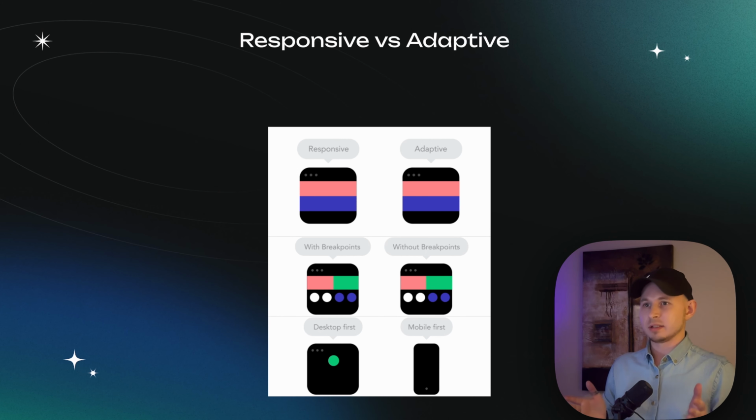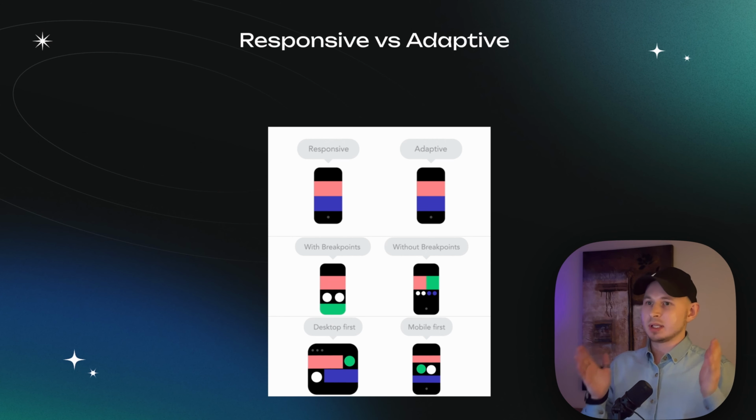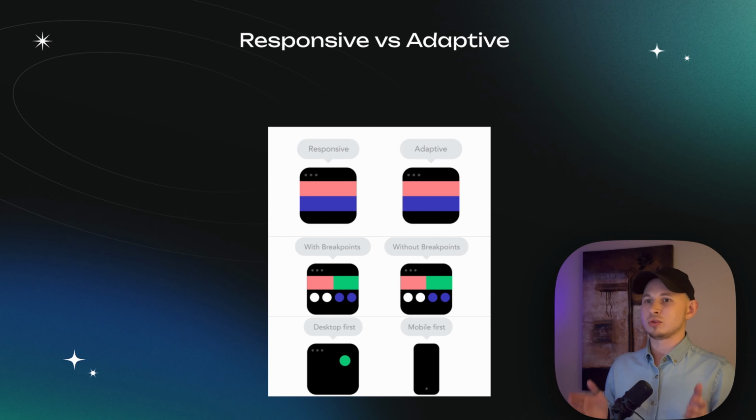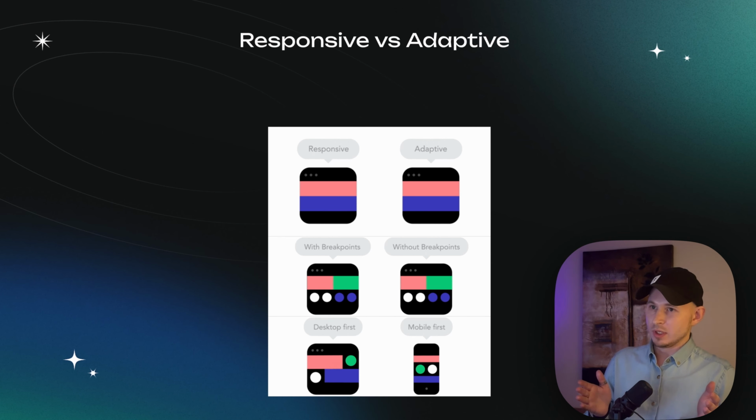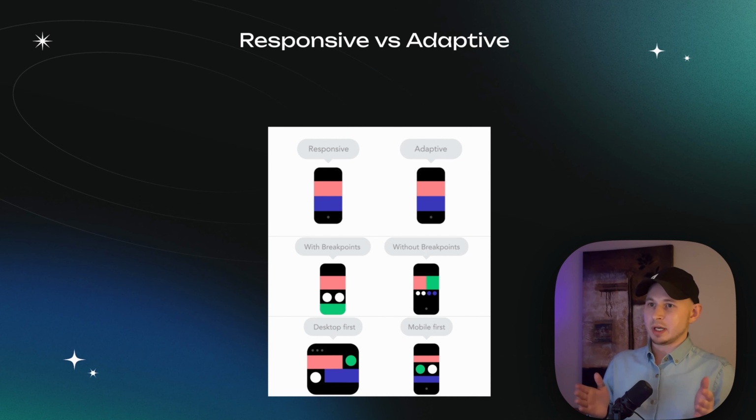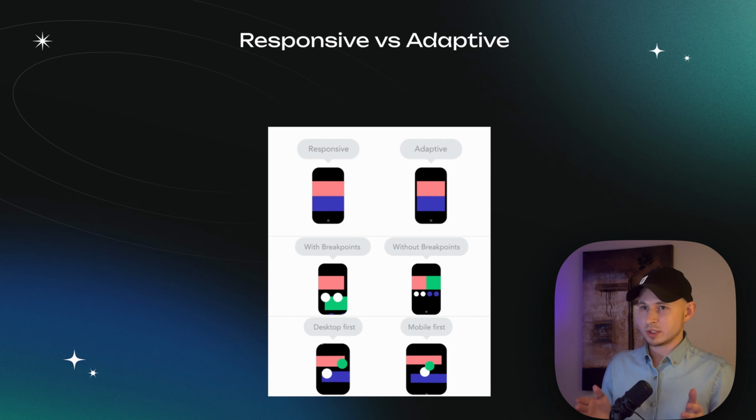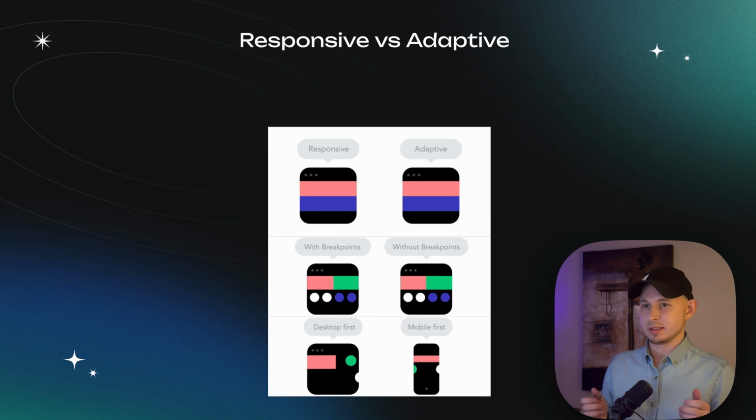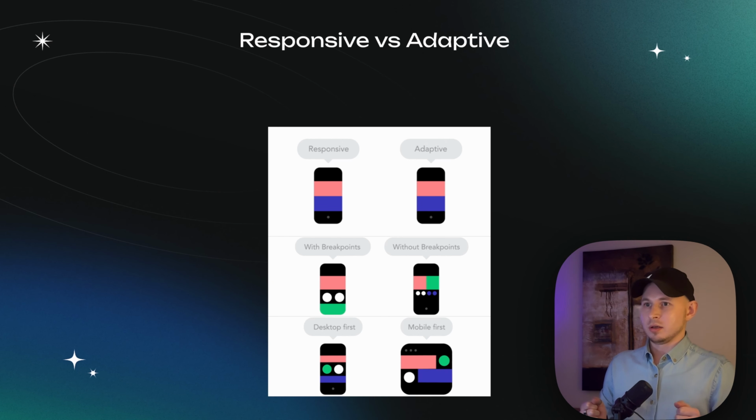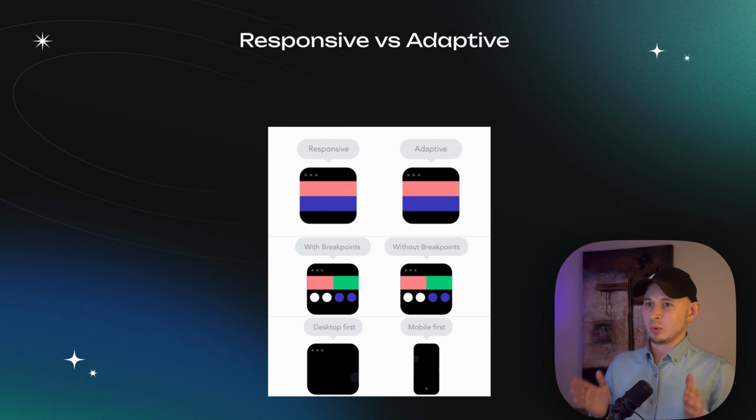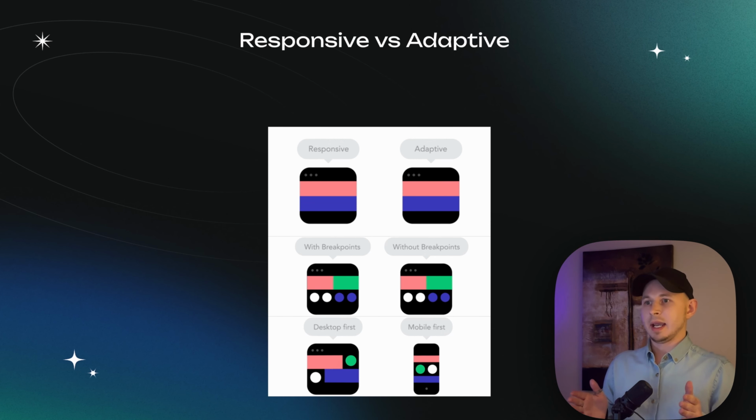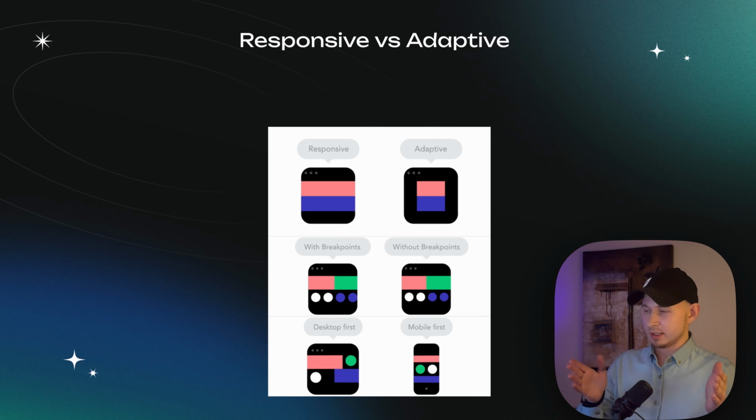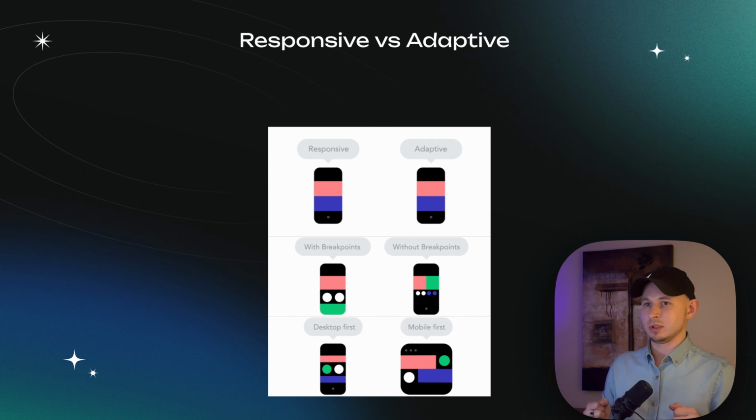So shortly, responsive design is when the layout needs to decide how to react to the size which the parent will give to it. And adaptive, in this case, is when you tell the layout how it will look based on some sizes. So again, responsive is when the layout needs to decide how it will react to the size. And adaptive is when you tell it how it will look based on different sizes.